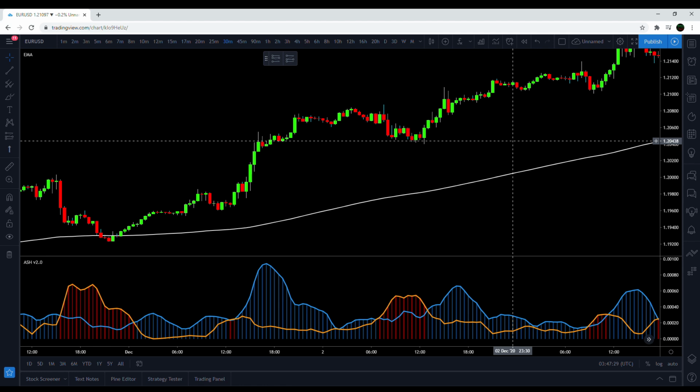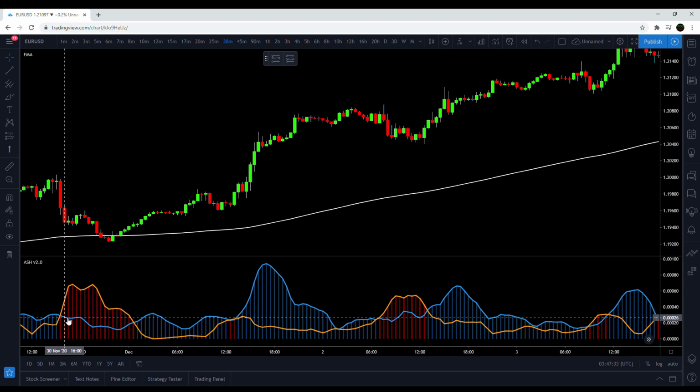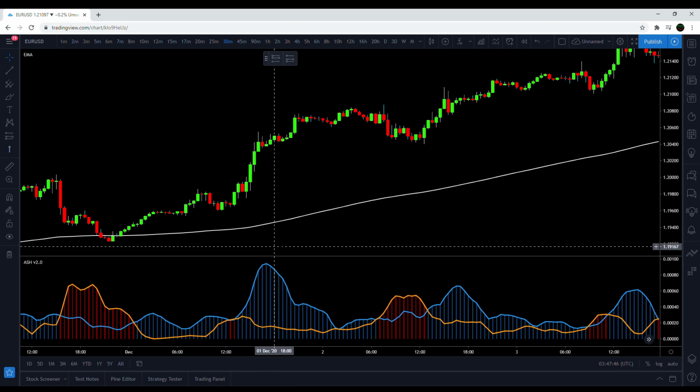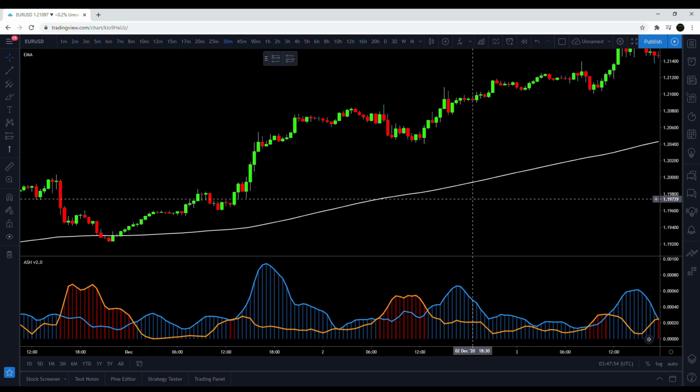Now, this indicator is very simple, and how I'm going to be using it is just based on these histogram color changing. All right, so flip to red, that's going to be a short signal. Flip to blue, that's a buy signal. I also have the 200 period EMA just for the trend direction as usual. I'm on the 30-minute time frame and we're on euro dollar.